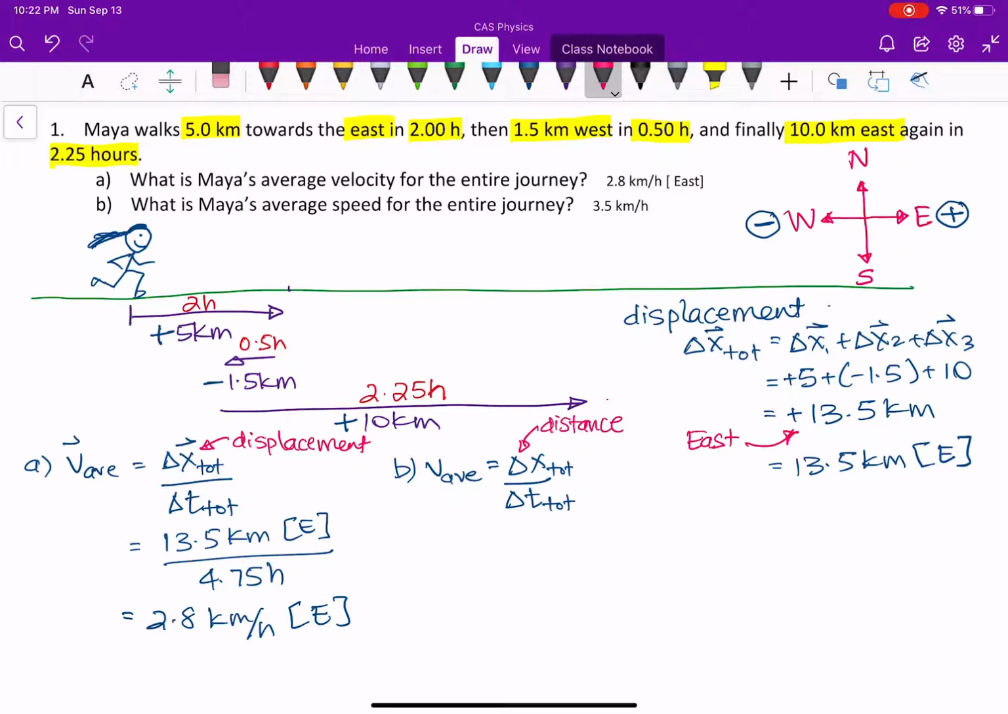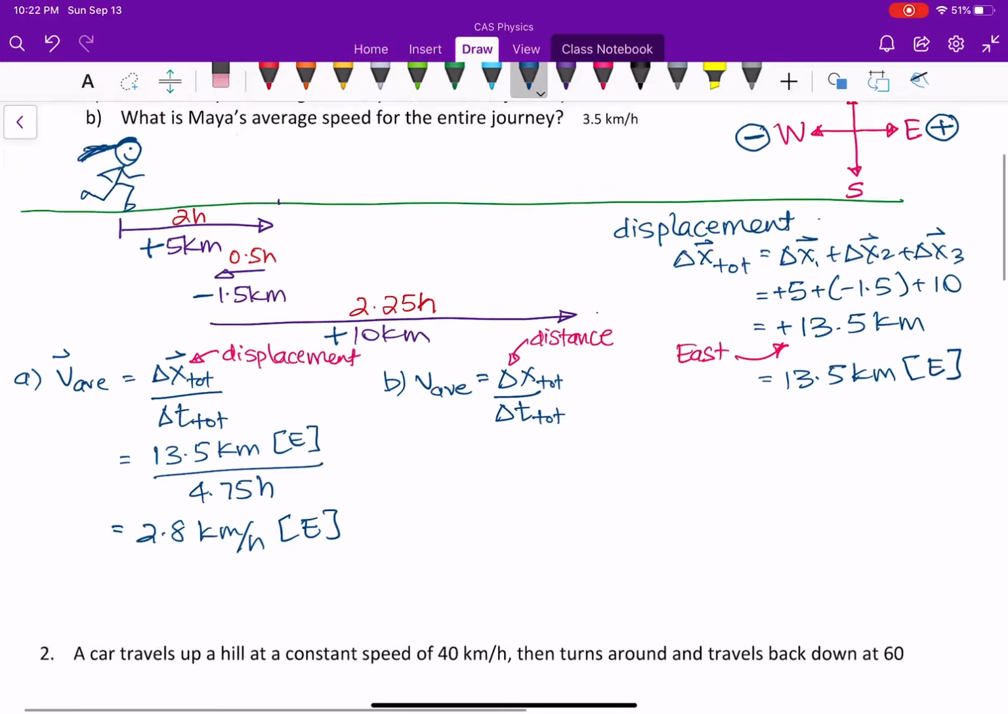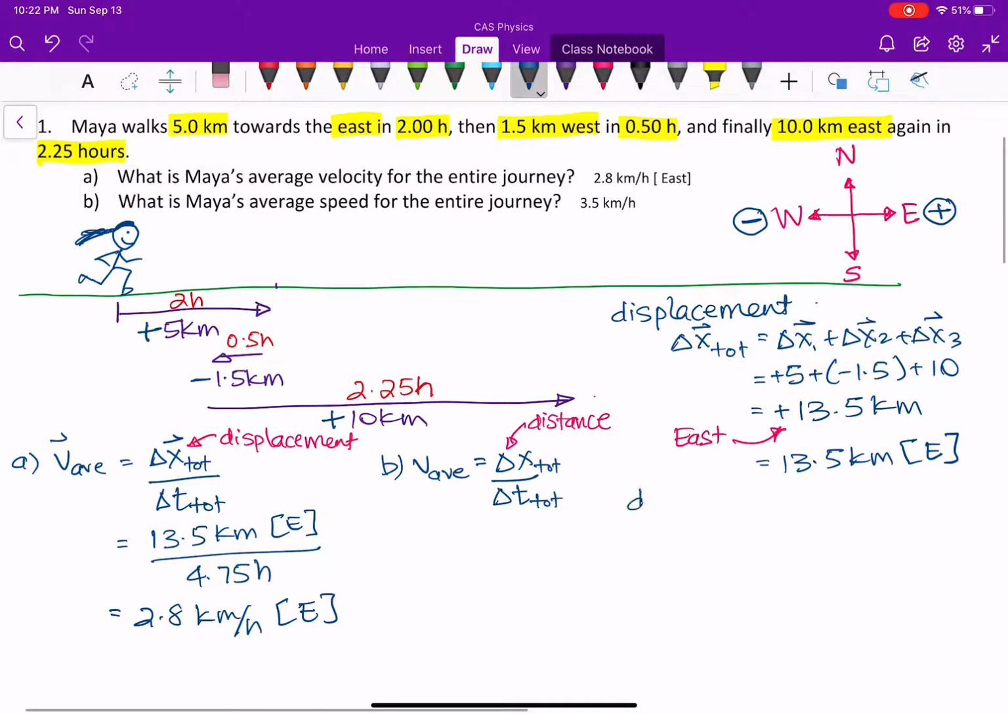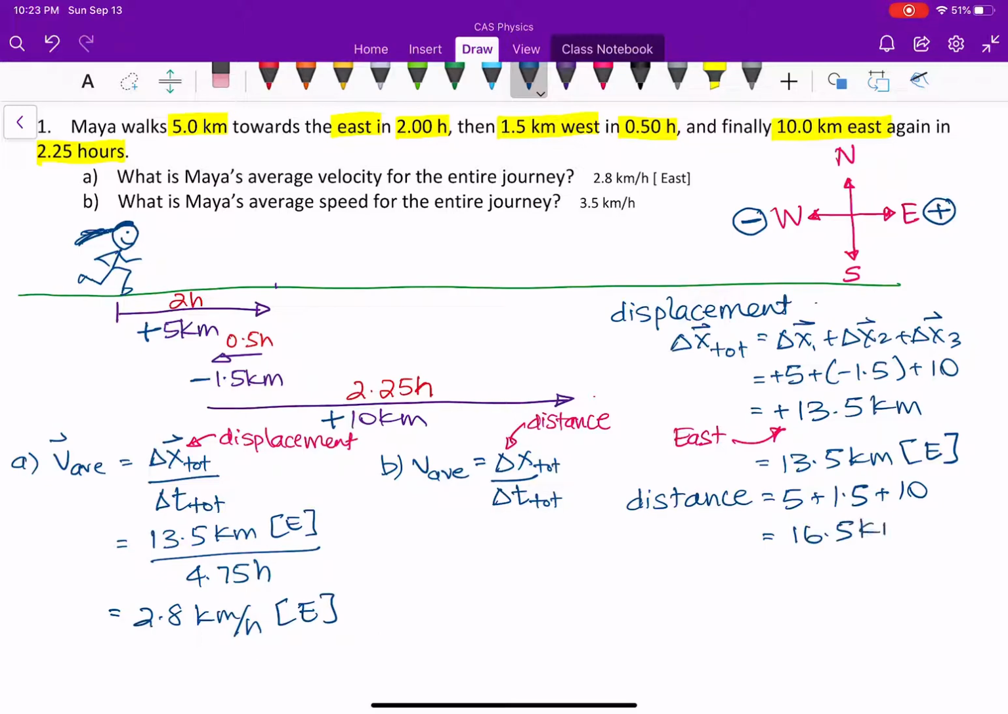Okay. So how do we find the total distance? Well, what we do now to find the distance is it's going to just be the line segments. It's like the total length of the path that I walked. So the signs don't matter. So really what we have here is 5 kilometers plus 1.5 kilometers plus 10 kilometers. That works out to 16.5 kilometers that I walked total, right?